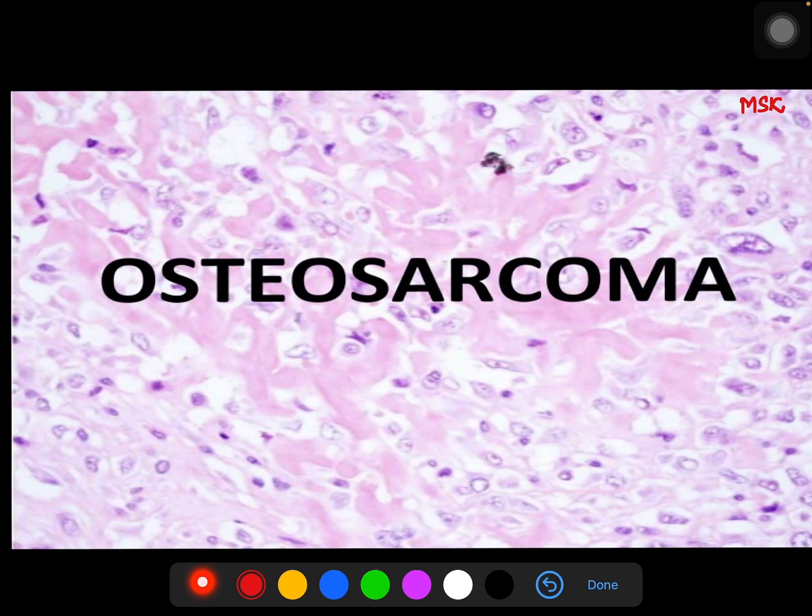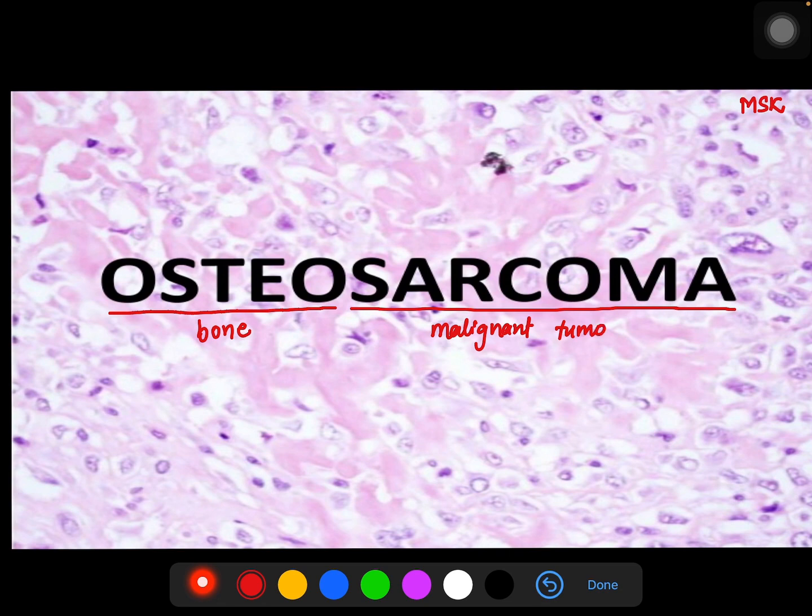So what exactly is osteosarcoma? First we'll go on with the name itself. So osteo refers to something that is related to bone. So anything that is related to bone is given the name osteo. Whereas sarcoma refers to a form of tumor. And what type of tumor? It is a form of malignant tumor.